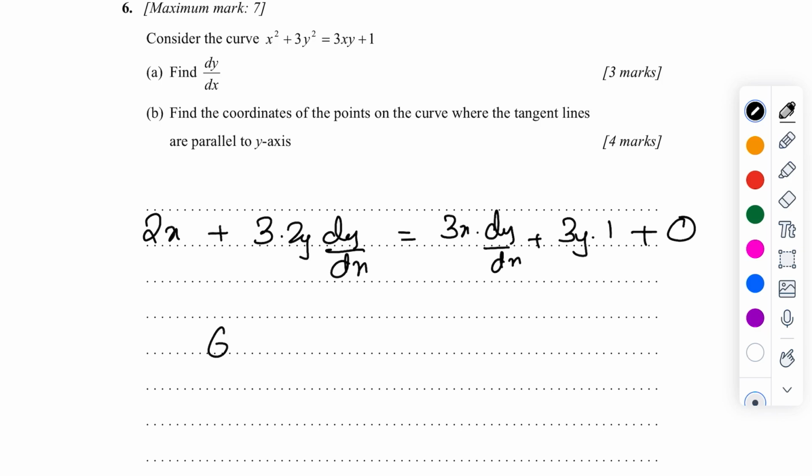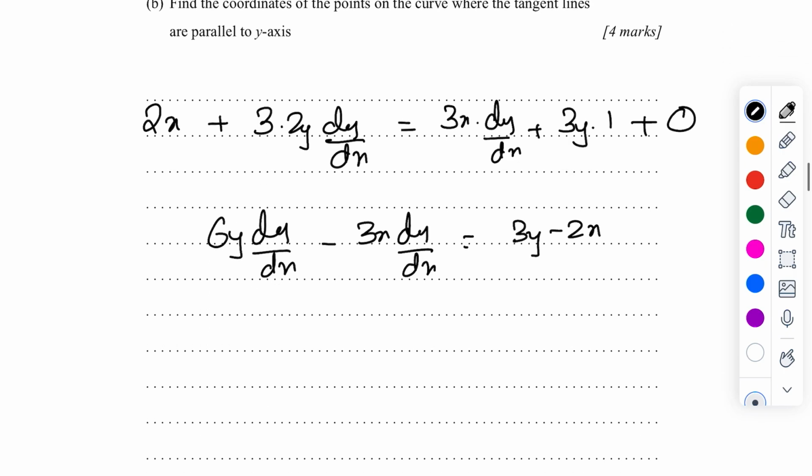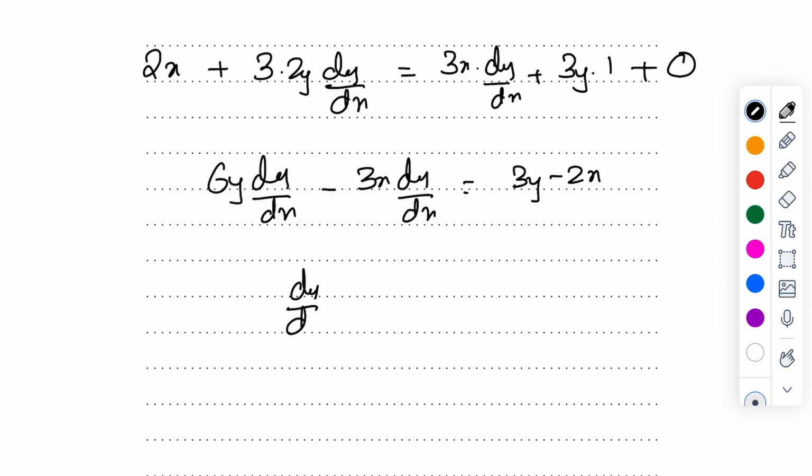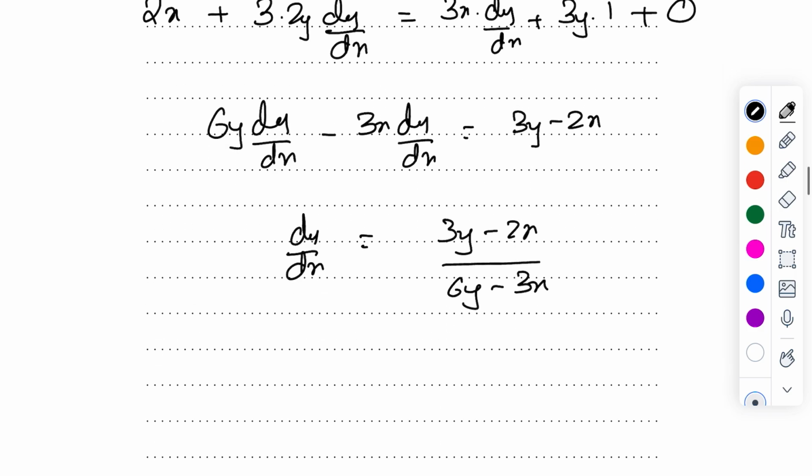So now 6y dy by dx minus 3x dy by dx equals 3y minus 2x. So take dy by dx common and bring it to the other side. 3y minus 2x divided by 6y minus 3x, that is dy by dx. Find the coordinates of the points on the curve where the tangent lines are parallel to the x-axis.